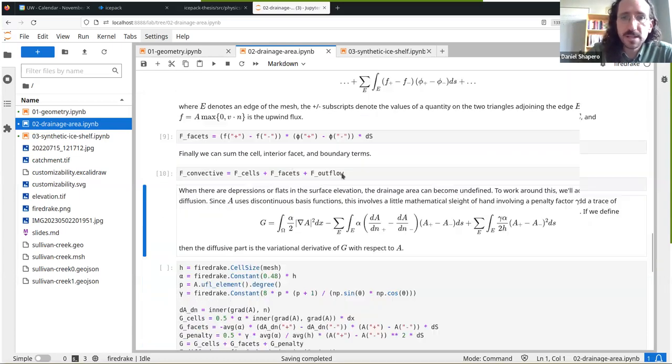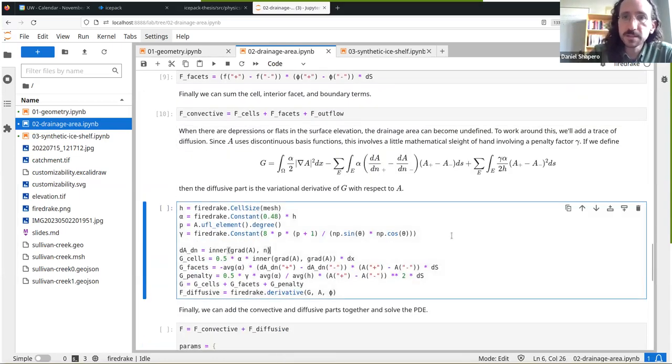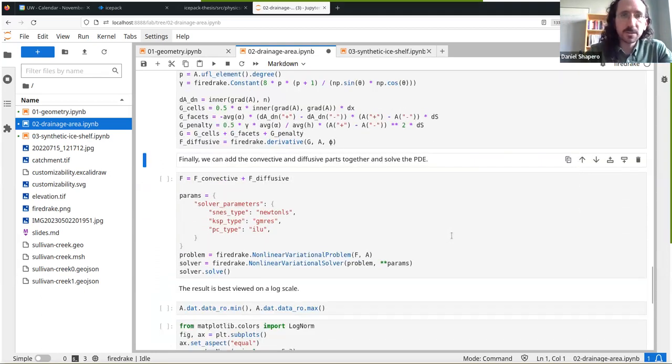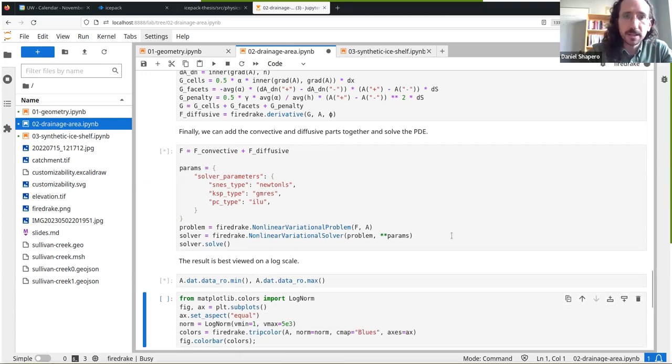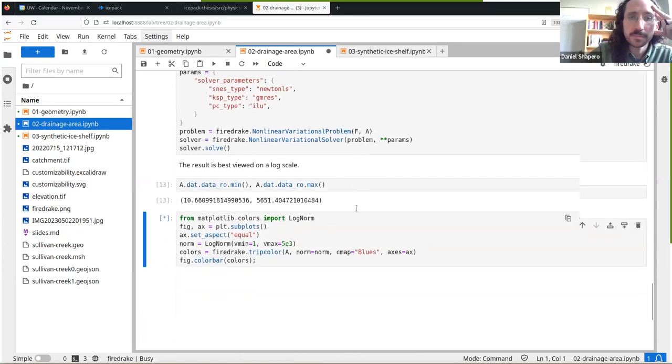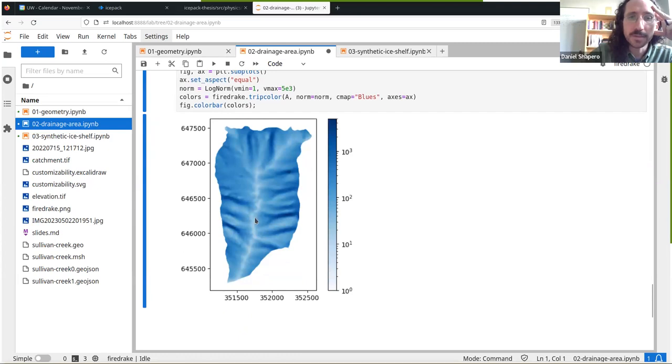I did a few extra things to add a small bit of diffusion to regularize things, using the symmetric interior penalty discontinuous Galerkin method, which is a bit of a mouthful, but the end result is a fairly nice plot, maybe a little mushier than what you get out of a flow routing method, but still pretty decent. The plot should show up in just a sec. Here we go. These darker areas are where you have the greatest amount of upslope drainage area flowing in, which is one of the source terms in the stream power incision model.